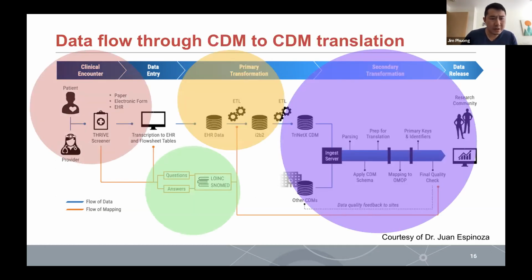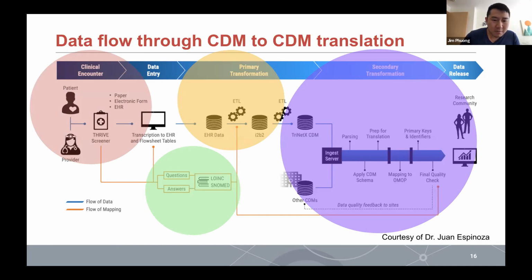I do want to point out there are four main components to it. Data and information about the clinical encounter and how data is captured. The primary transformation steps, that first step going from the EHR to the common data model. And then eventually the translation step from common data model to another common data model. And we often just say that this is a harmonization step, but how does harmonization need to work?